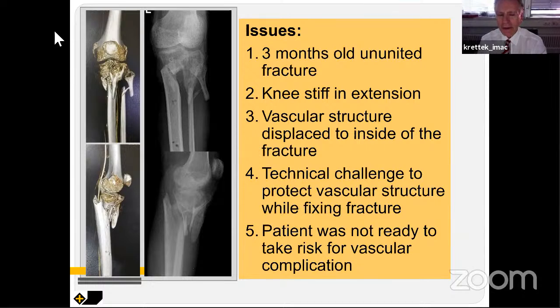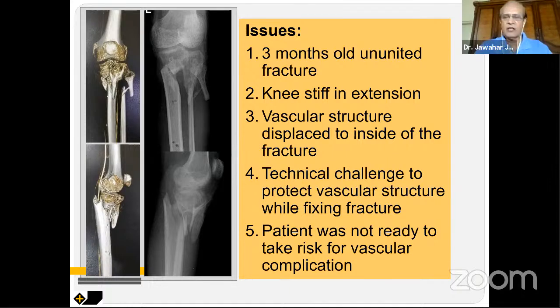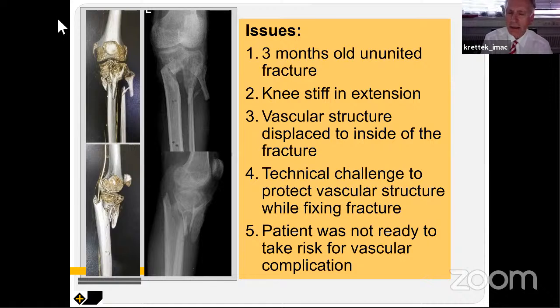Is it a non-union or is it united? It's a 100% non-union. When you see under image intensifier, you can see all the fragments are moving. And the patient is also complaining of some abnormal movement at that side. So she cannot walk? No, she cannot walk at all. She just cannot put weight on the non-union. Yes.